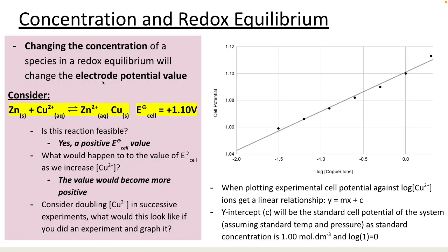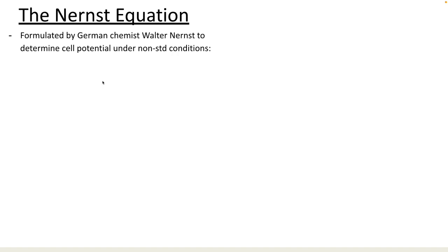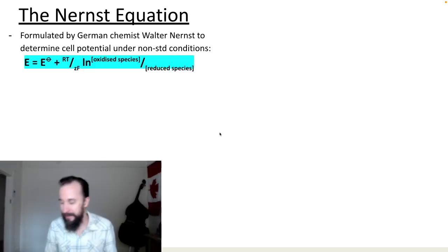Okay, let's introduce the Nernst equation, which goes a long way to explain the relationship we're observing over here. Formulated by German chemist Walter Nernst to determine the cell potential under non-standard conditions. So here's what it looks like. I'll pop it up, and it's a pretty fantastic looking equation that we have here.